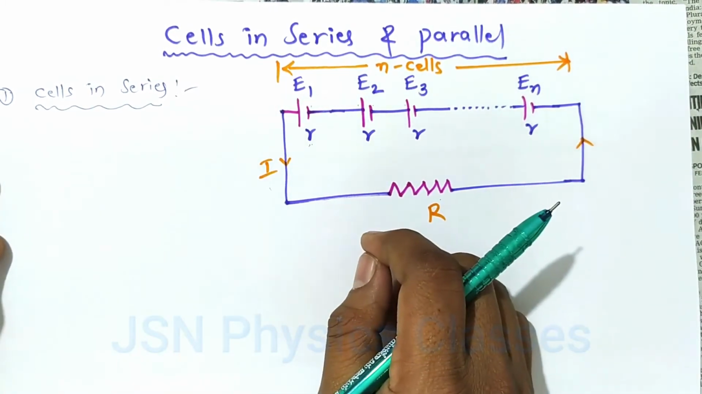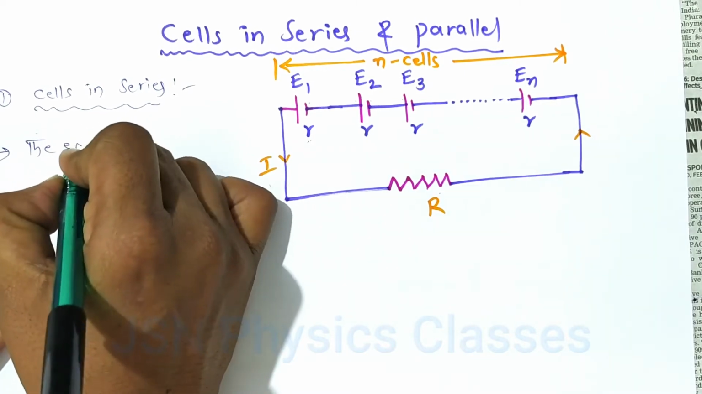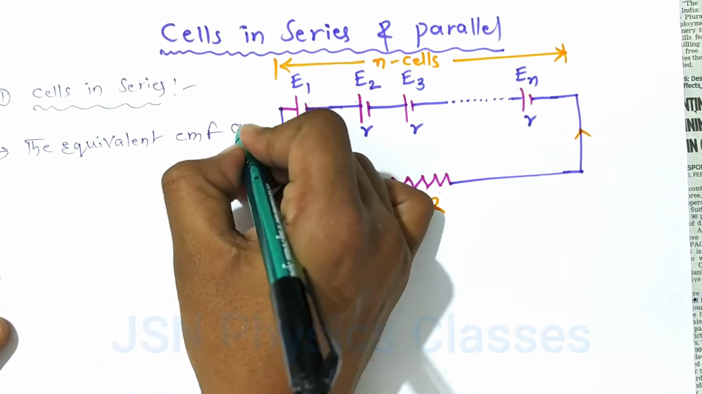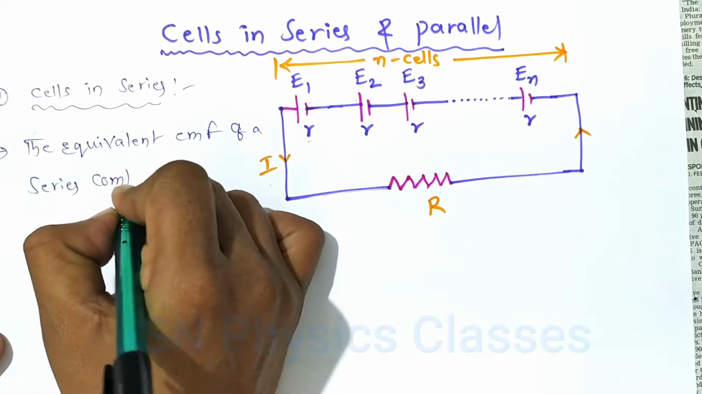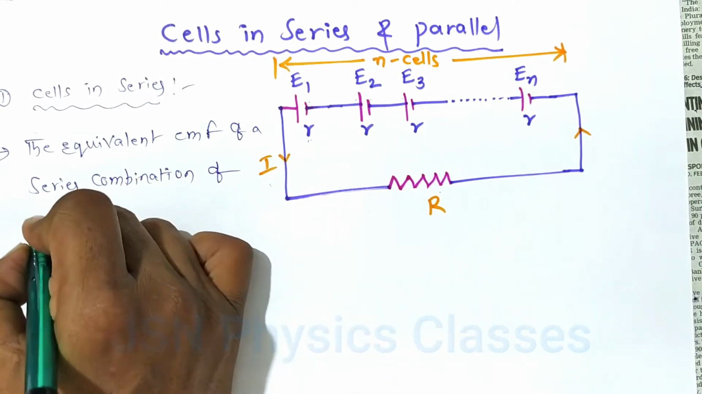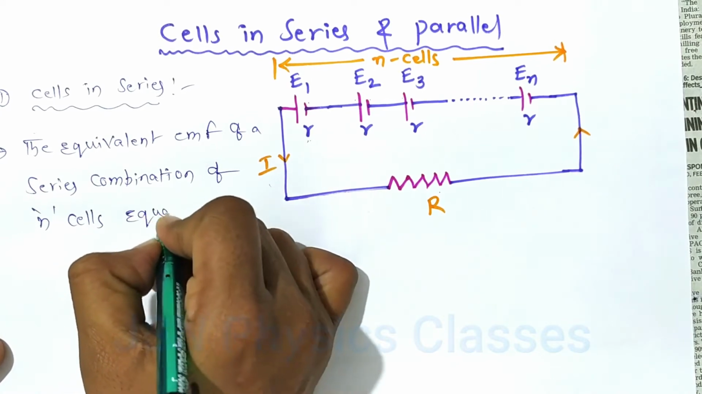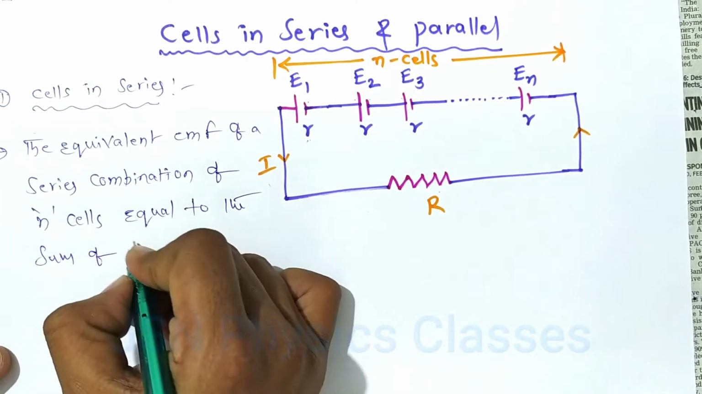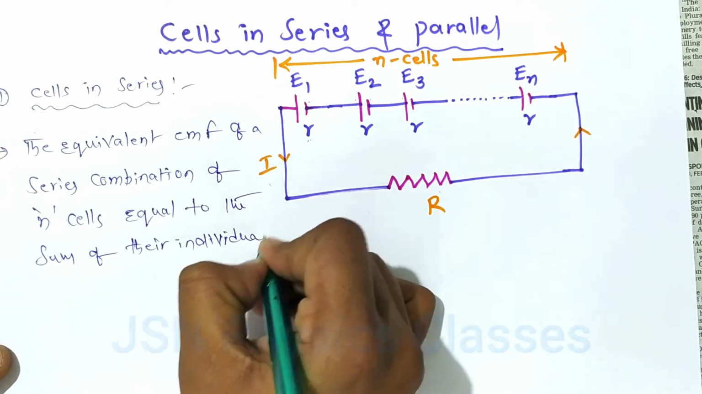So when the cells are in series, the first point I'm writing: the equivalent EMF of a series combination of n cells is equal to the sum of their individual EMFs.